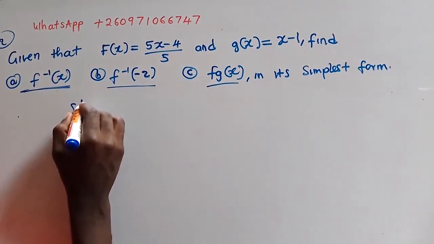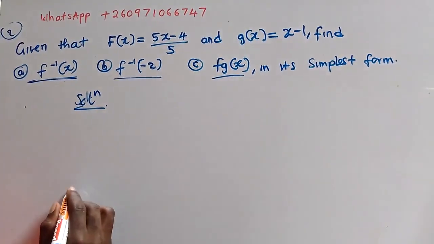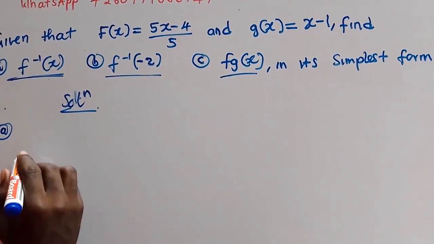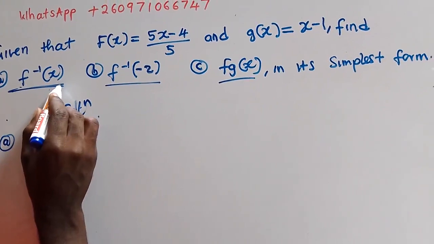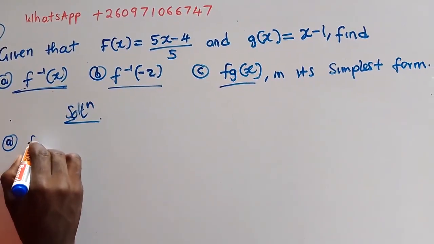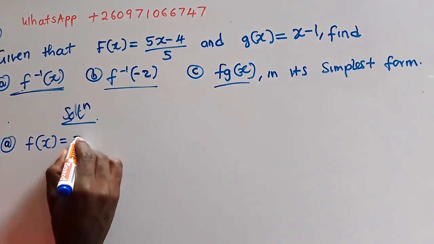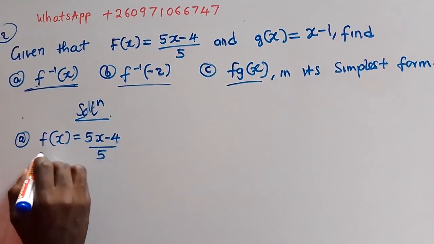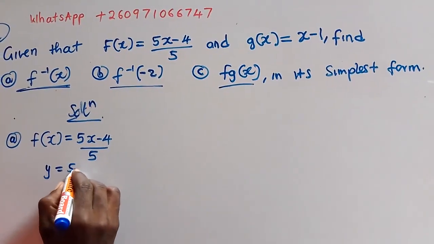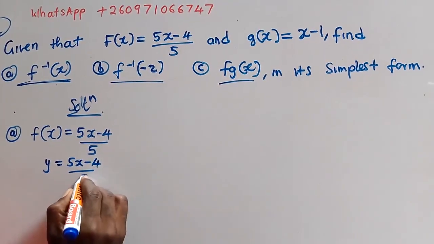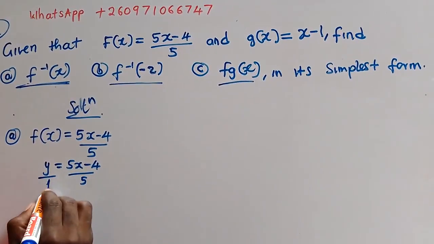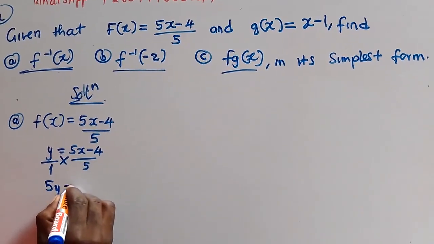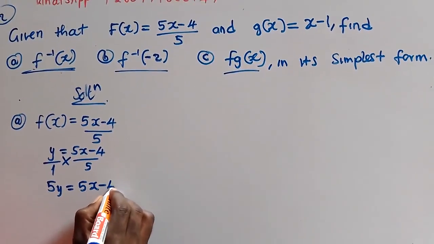So let us start with this one, A. We're going to say solutions. This is how we are going to answer them. So question A, we are told to find f inverse of x. So where is this function coming from? It's coming from f, which is equal to (5x minus 4) over 5. Then here we replace f of x with y, so y is equal to (5x minus 4) over 5 like this. Then over 1 here, then you cross multiply. So this times that is 5y, which is equal to 5x minus 4 like this.